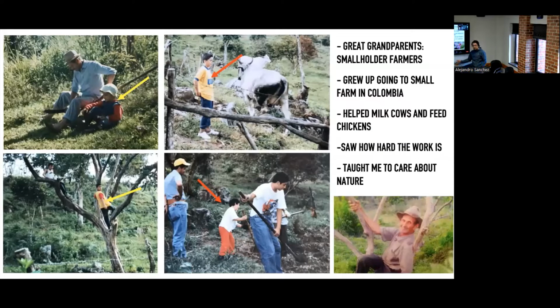I grew up going to a smallholder farm, like a small farm. My great granduncle was a farmer. I saw how hard the work is there. Like I grew up every year feeding the chickens and running from dogs and playing with the cows and everything. So that really taught me how to care, or why to care, about nature. I grew up loving nature. That was something that was always very, very present. And actually, that's why I'm a biologist. So it has a big psychological component, or an emotional component, right there.